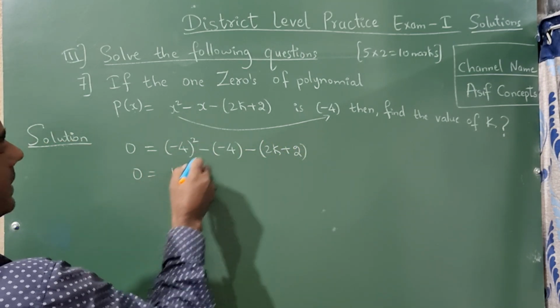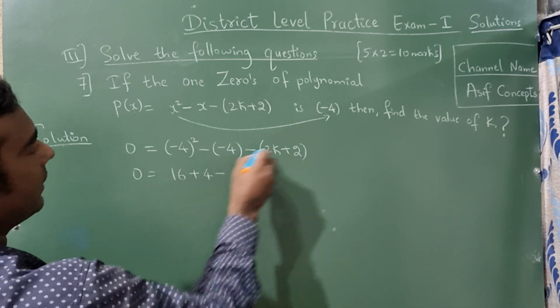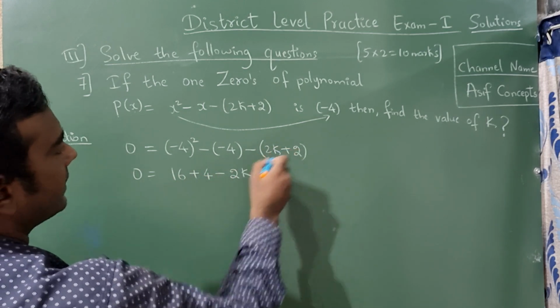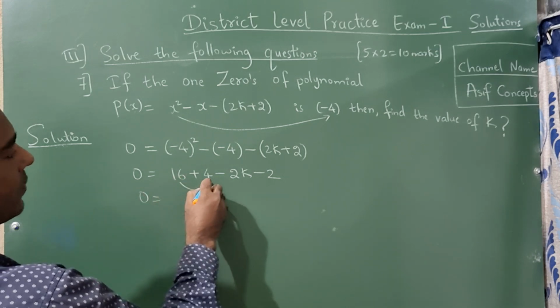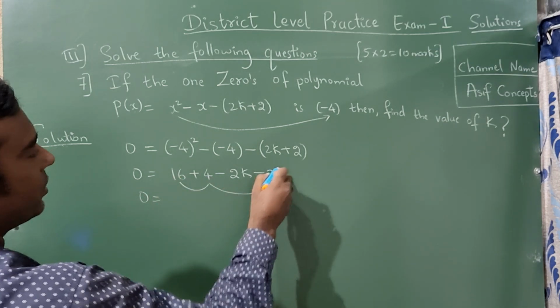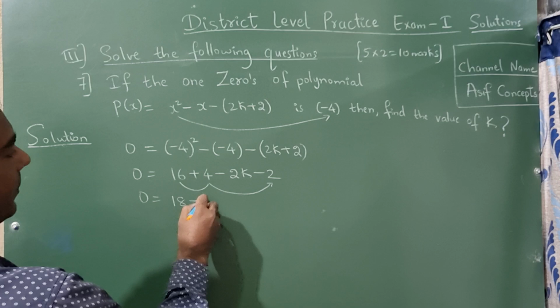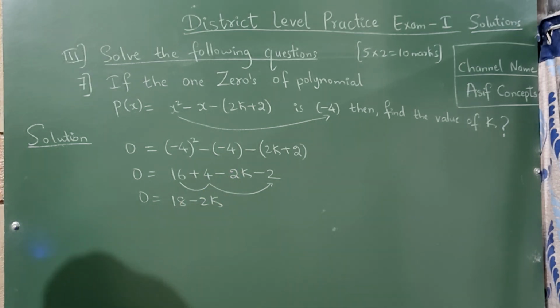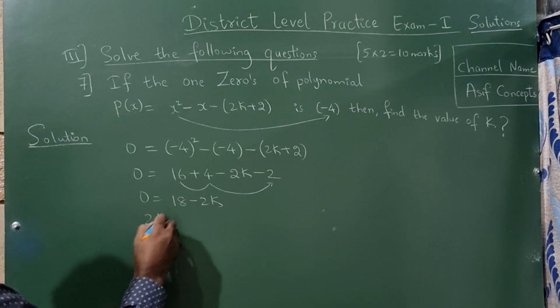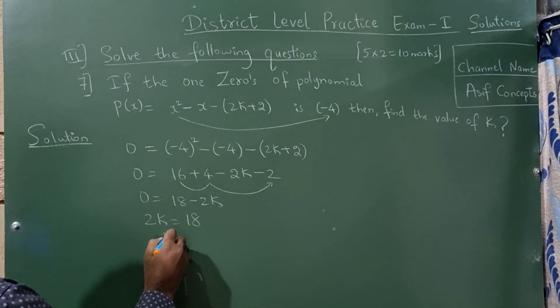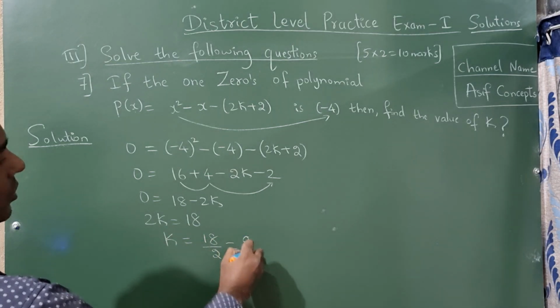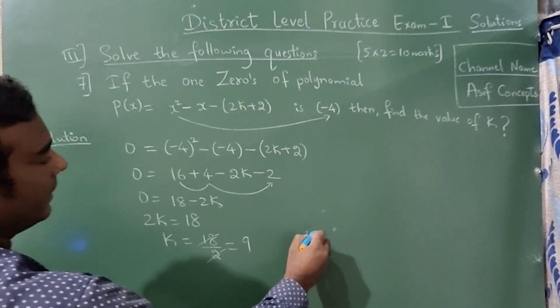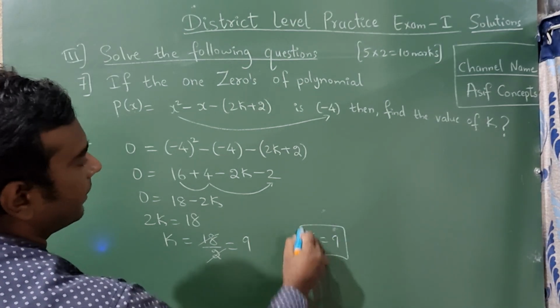Minus 4 square is 16. Minus into minus is plus. Take this minus inside the bracket. So 16 plus 4 is 20. 20 minus 2 is 18. Minus 2k. Take this minus 2k on the right hand side. It will become plus. And k is equal to 18 by 2. So the value of k is 9.